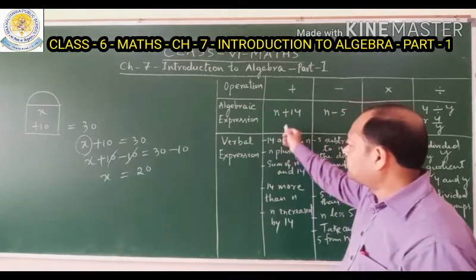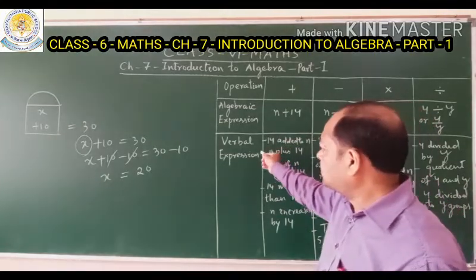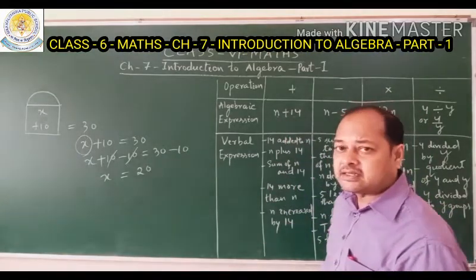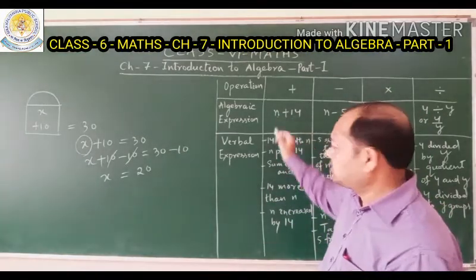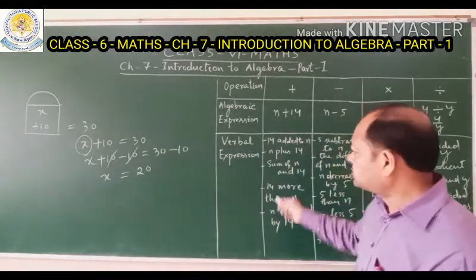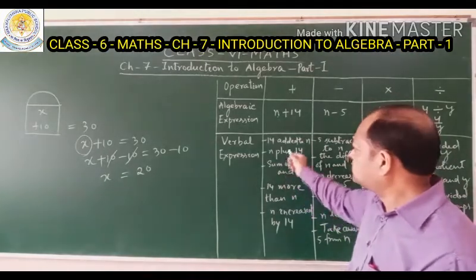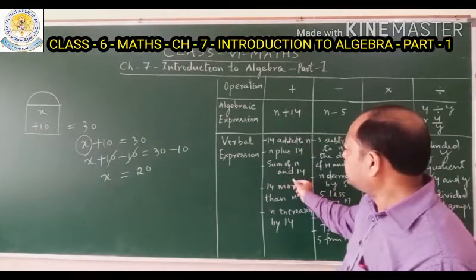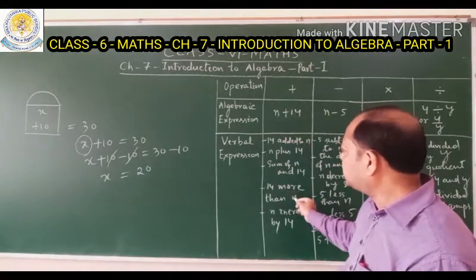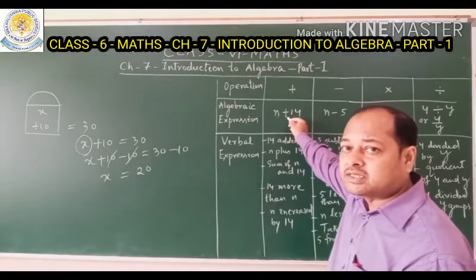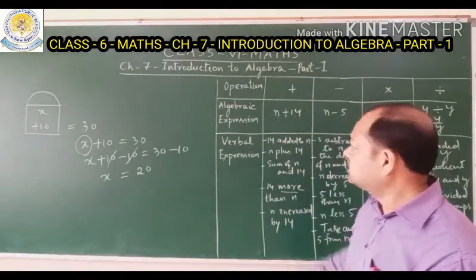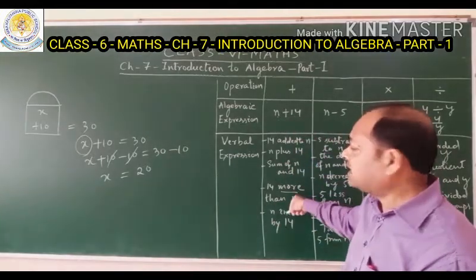So here n plus 14 can be represented in verbal expression as 14 added to n. Here n is the unknown quantity. We can also say the sum of n and 14. Also, 14 more than n, because plus can also be expressed in verbal expression as more. The word more is used here. So 14 more than n.